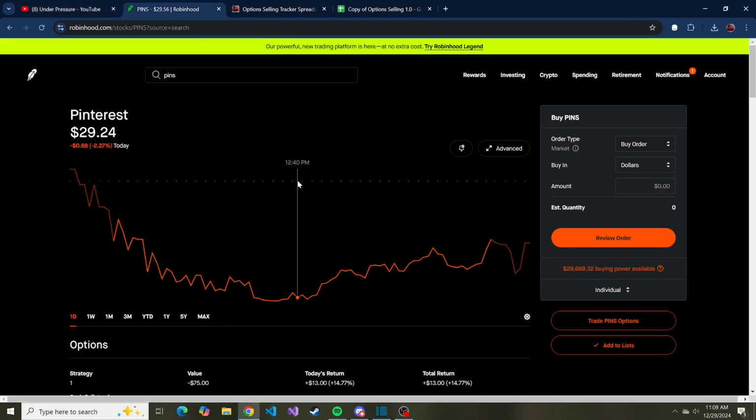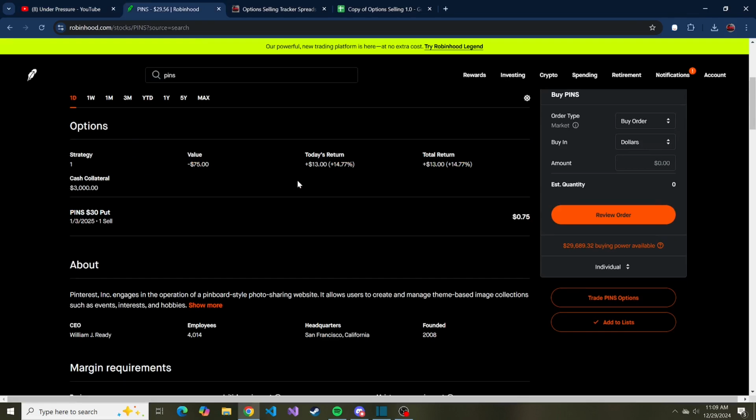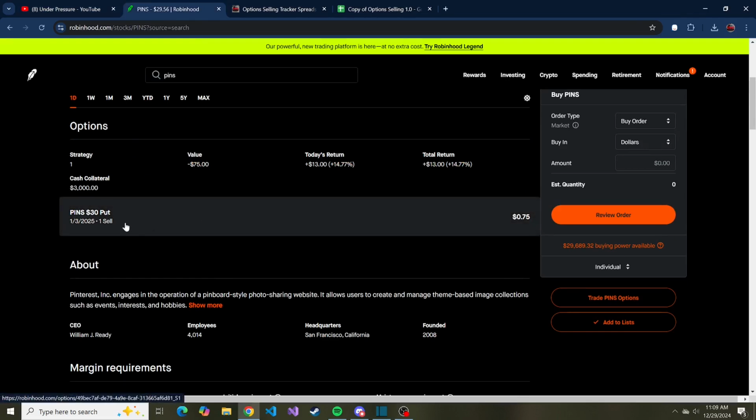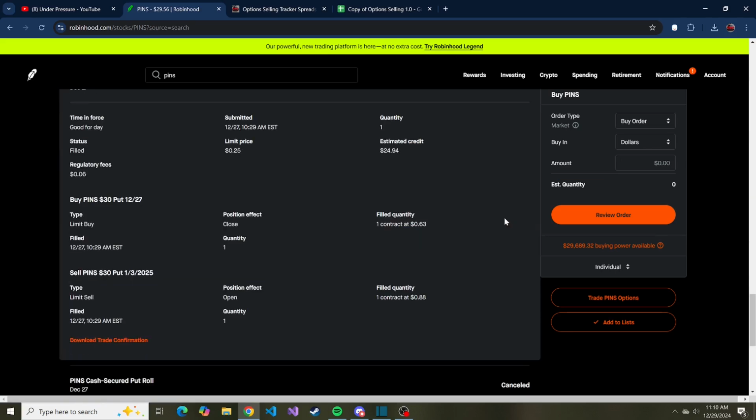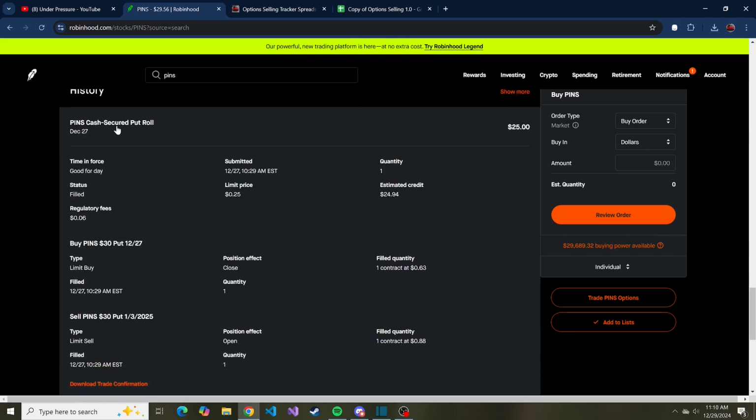And so if we go to Pinterest stock on Robinhood, which is where I trade and sell all of my options, we can see I have one put. It's a $30 strike. It expires on 1/3, so this Friday, and it's currently worth $75. And if we go to my history on Pinterest, we can see I rolled this put. So I initially had a $30 strike that expired last Friday, and I bought to close that position. And then I also sold to open a further position, this Friday, same strike price, but notice this one is at a higher cost. This one's at $88 total versus me buying to close the initial put at $63.